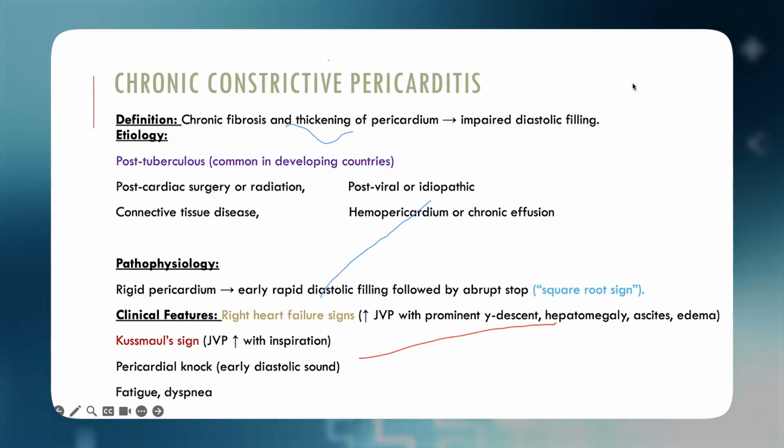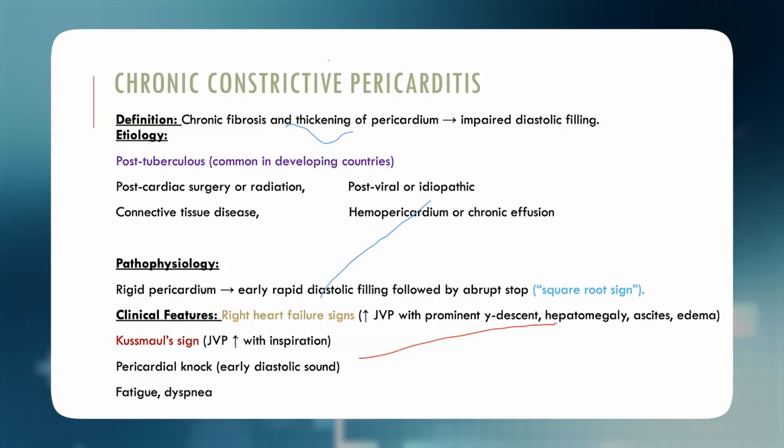Pathophysiology is rigid pericardium, early rapid diastolic filling, followed by abrupt stop. This square root sign is actually seen in hemodynamic monitoring of the right ventricular pressure waveform. I will show you how it looks.